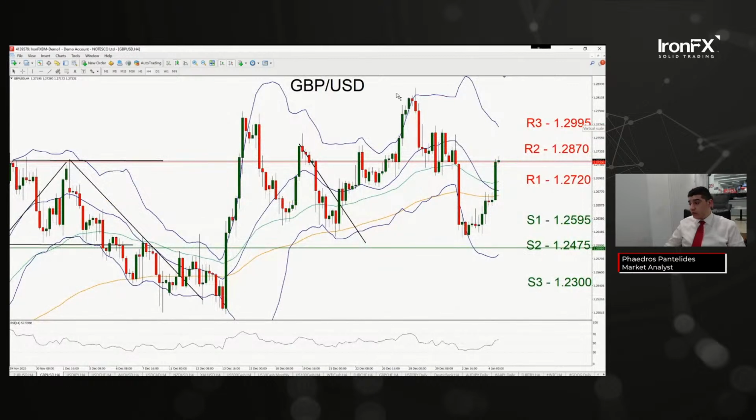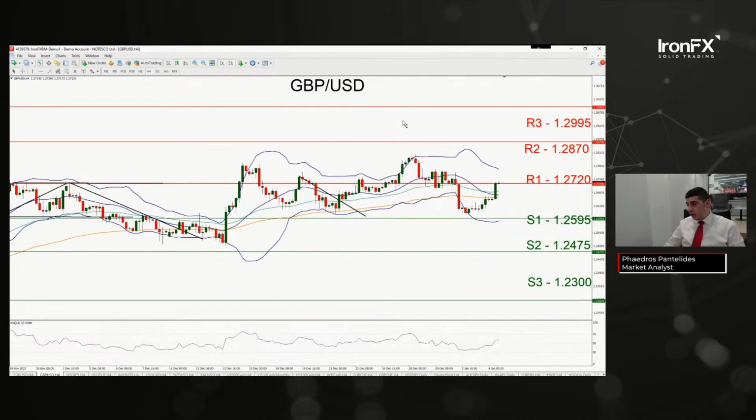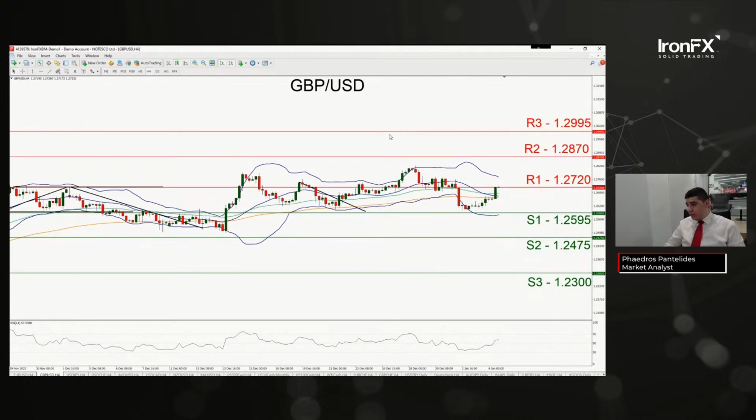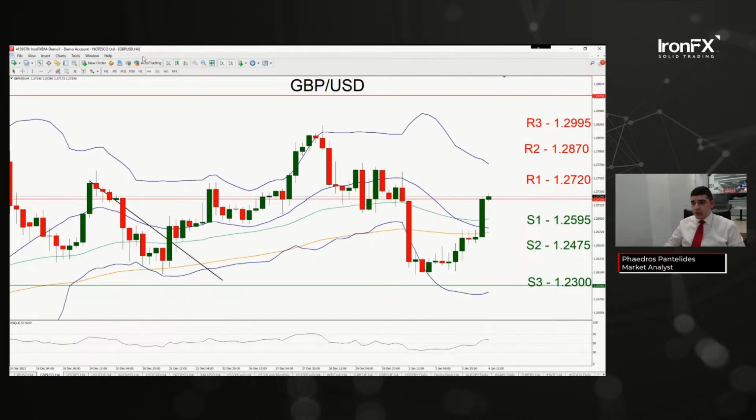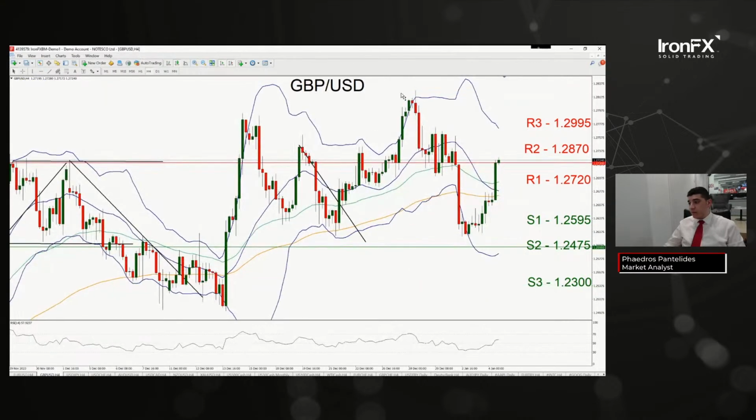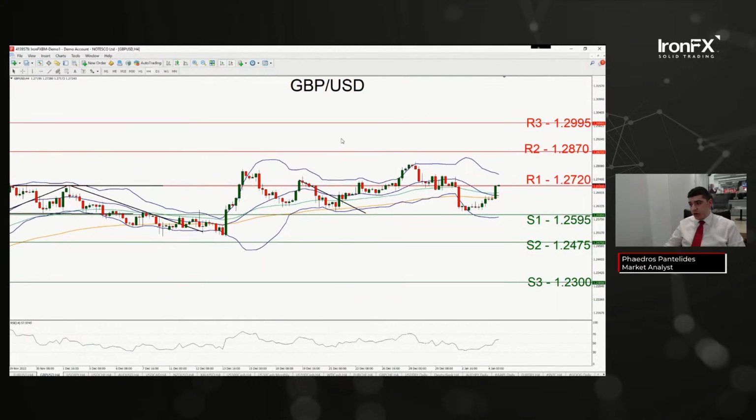Now, for the British pound, we can see that it's actually broken above R1 that we had placed yesterday, 1.2720. Well, if not broken above, actually having broken above. Note how it opened on R1. So we would switch R1 from R1 to potentially S1.